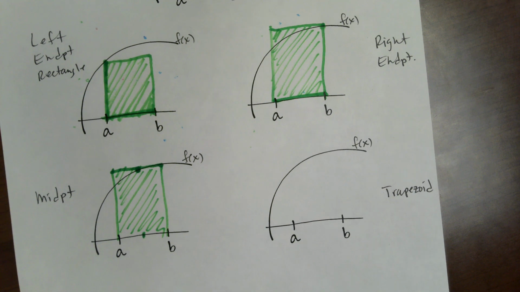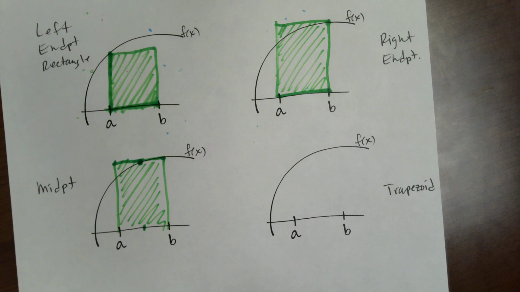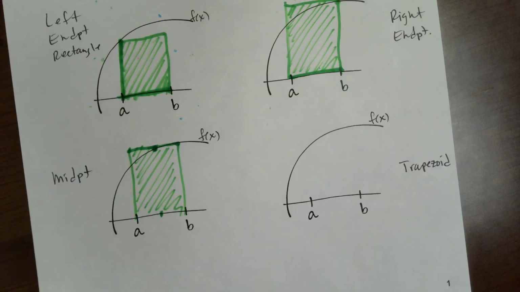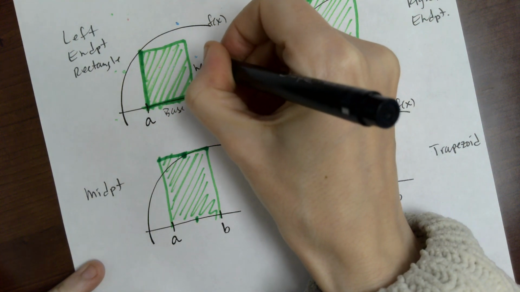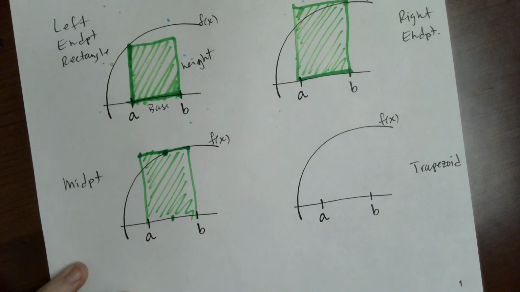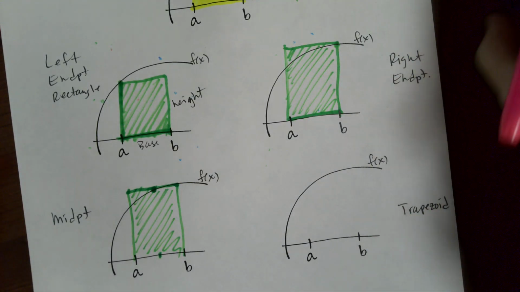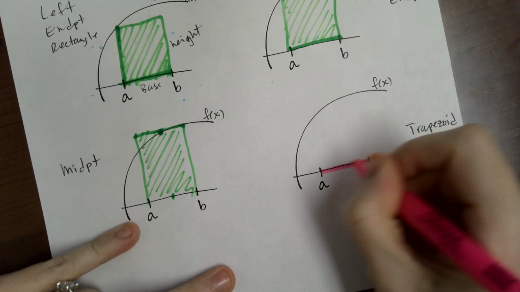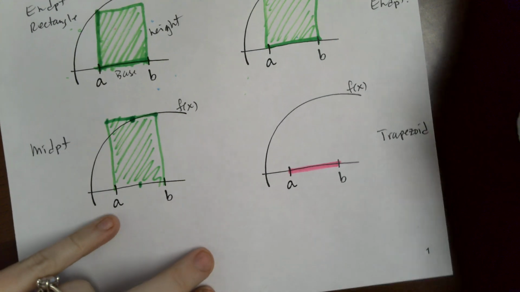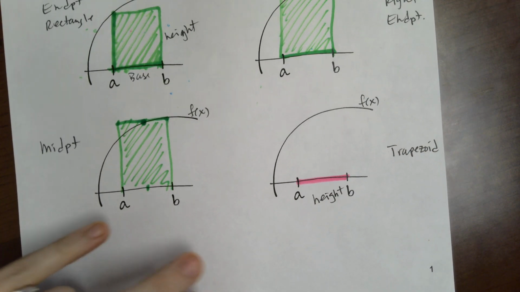And then what gives the best approximation is trapezoids. So for a trapezoid, all right, let me be clear about one thing. For the rectangles, this is the base, this is the height. Okay, for each rectangle, that's the same. But for a trapezoid, I'll do this in a different color because it's different. For a trapezoid, this interval is actually the height. All right, that's the height of the trapezoid.